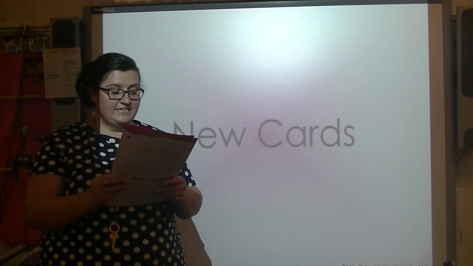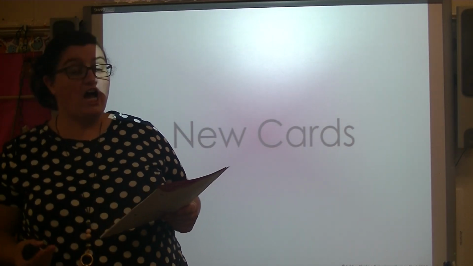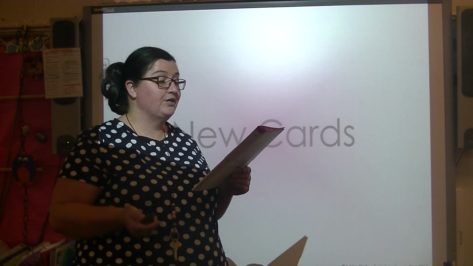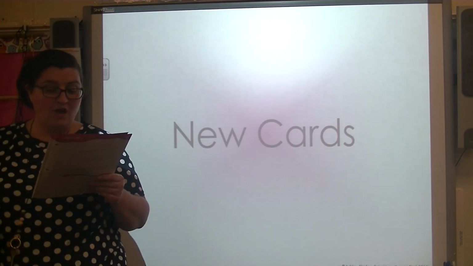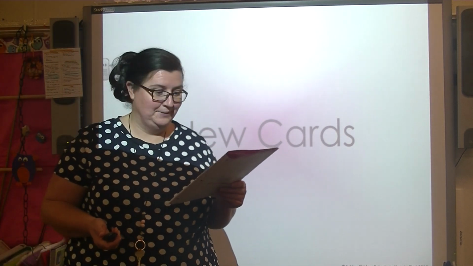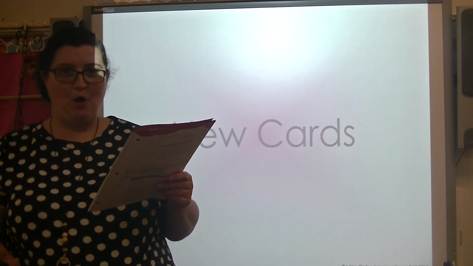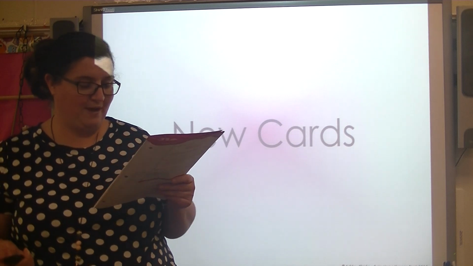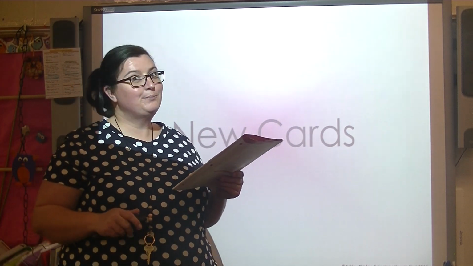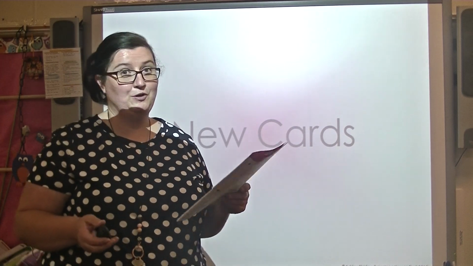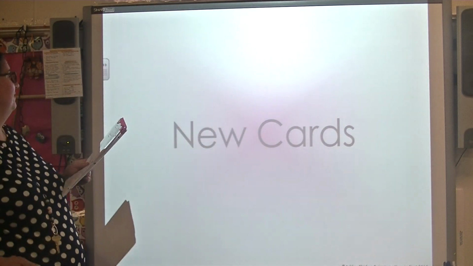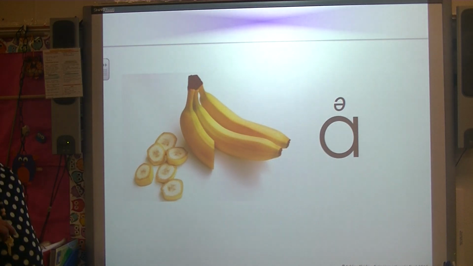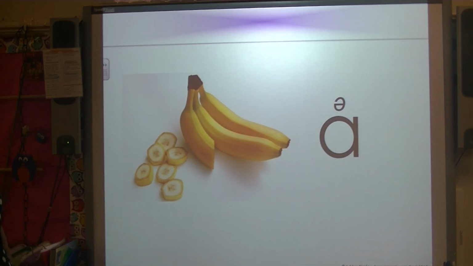All right, your new card today is for the schwa A sound. It's the sound of A in an unaccented syllable. All right, this, guys, is a fruit. It is yellow on the peeling. It's something that some of you may like to eat. If you don't eat it pretty quickly, though, it may turn brown on you. Do you know what fruit it is? It's a banana. Banana has two schwa A's in it.